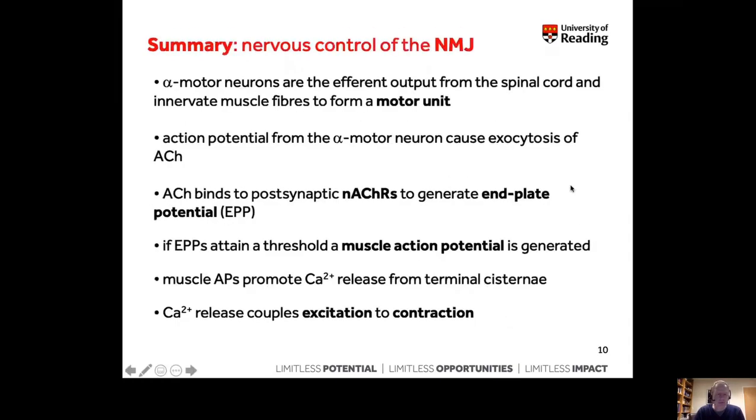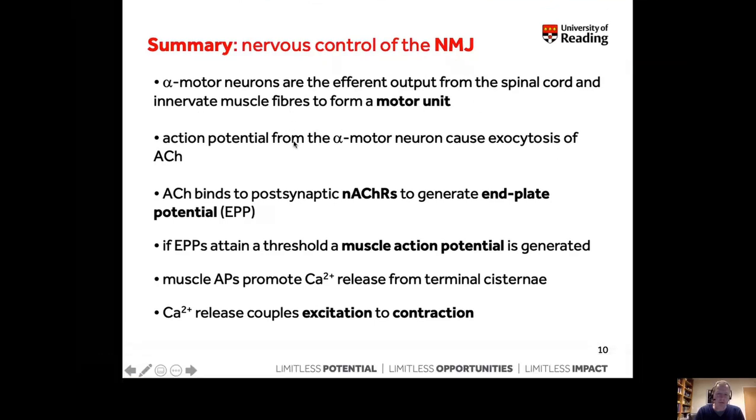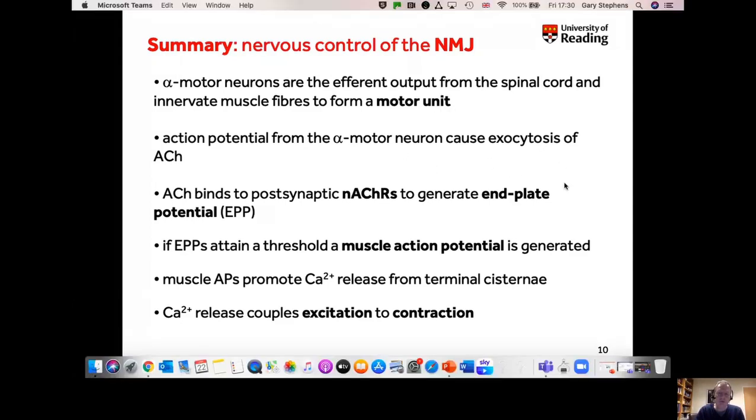So this is the final slide. Again, I'll just talk you through this and then we'll finish. Alpha motor neurons are important, and together with the muscle fibers that they innervate, they form a motor unit. An action potential from an alpha motor neuron causes release, or exocytosis, of the transmitter acetylcholine. Acetylcholine binds to our postsynaptic nicotinic acetylcholine receptors, and in this case, the muscle generates an end plate potential.